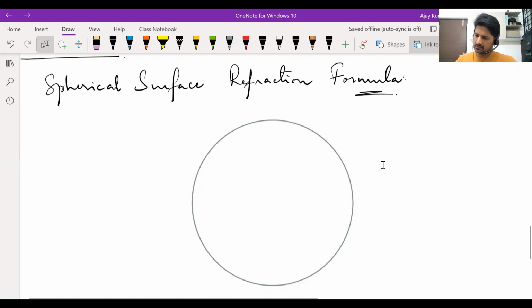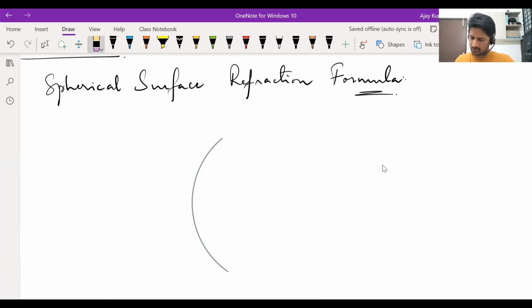Consider something like this. The ray diagrams, the approximations, those are all very important. So suppose there is an interface like this separating two media. Assume the left side is air and right side is water. Fine. Somehow we have made a boundary which is shaped like this.